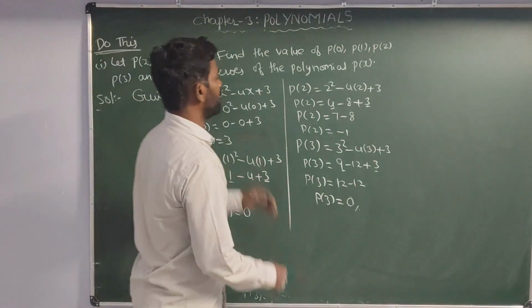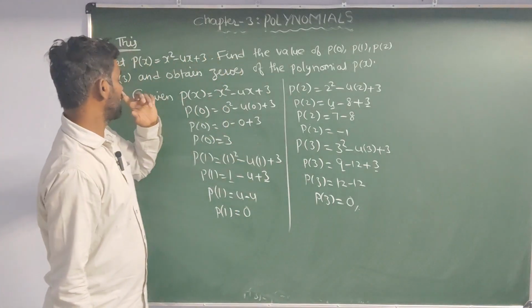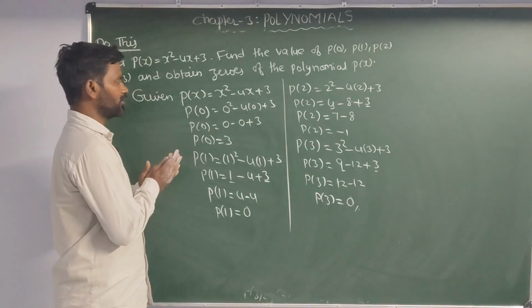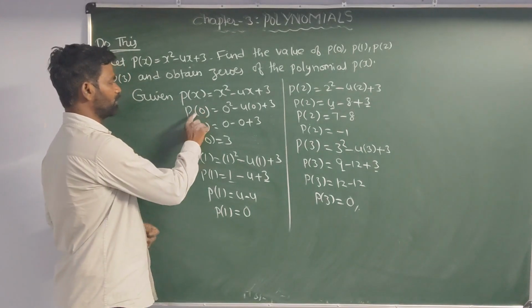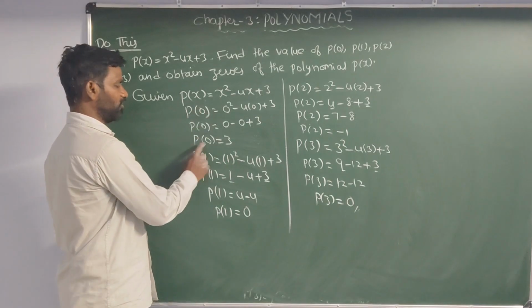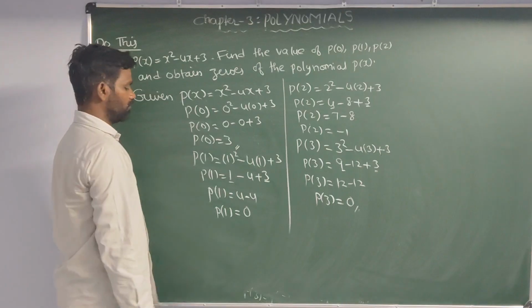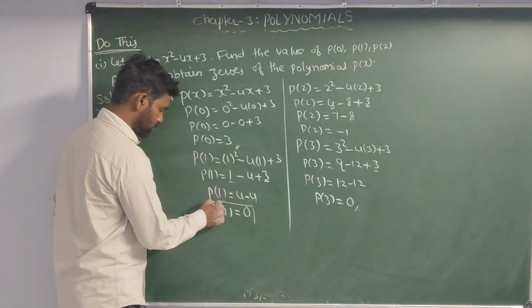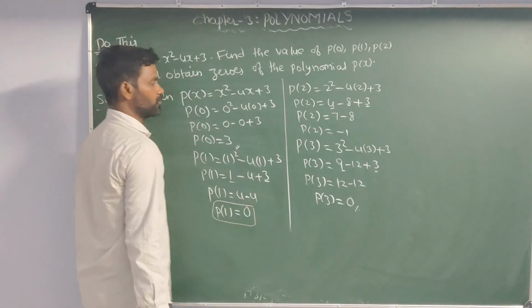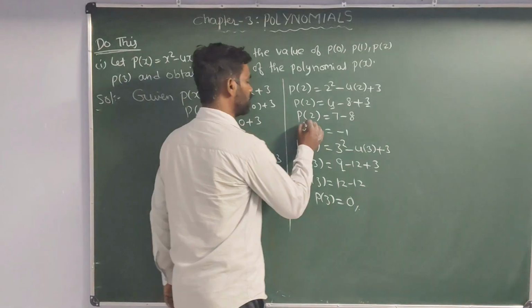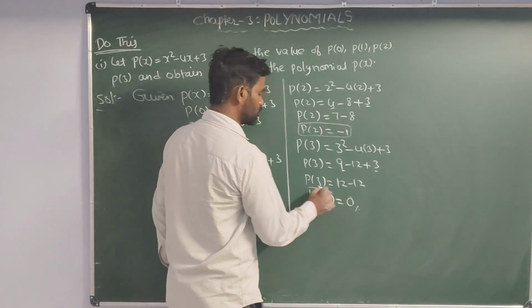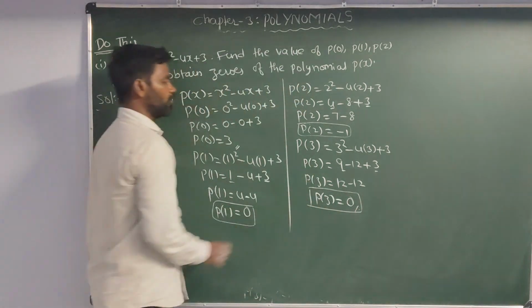Okay. Now you observe here, when we substituted, what is the value of P of 0? It is 3. What is the value of P of 1? It is 0. Yes or no? So the value of P of 1 is equal to 0 and the value of P of 2 is equal to minus 1. Next, the value of P of 3 is equal to 0.